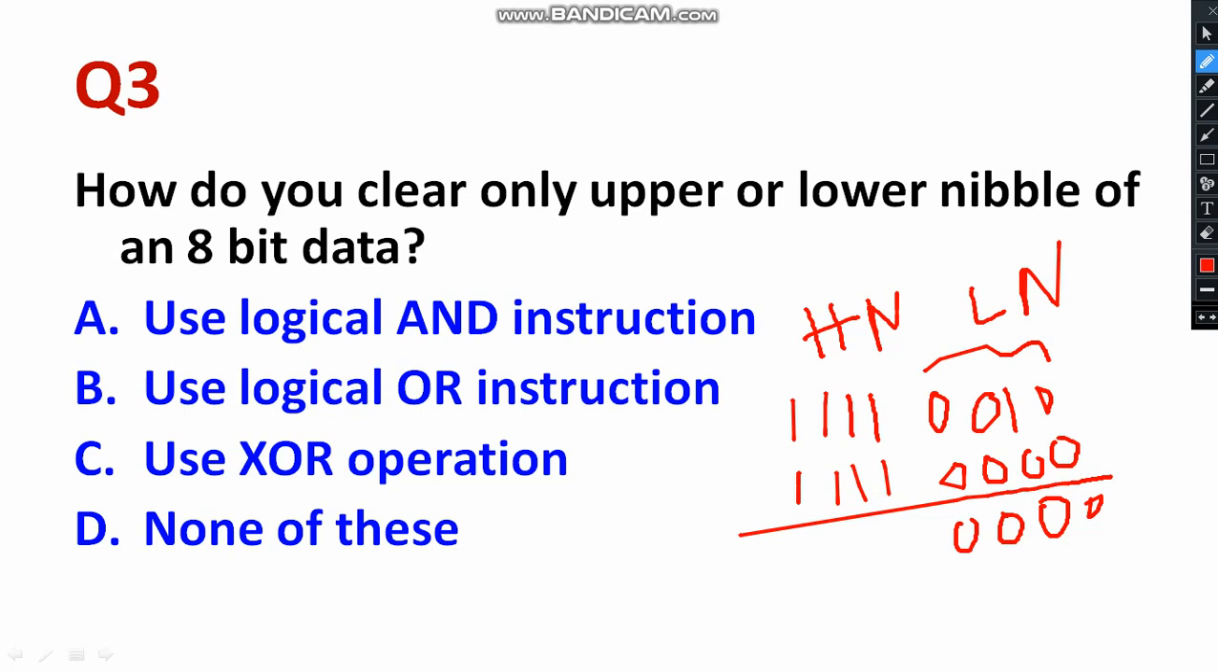Here in the upper nibble there is no change. With the AND operation, A dot B, 1 dot 1 is 1, 1 and 1 is 1. So what happened right now? The lower nibble became 0. To clear the lower nibble or upper nibble, I have to perform the logical AND instruction. I think it is very clear to you.